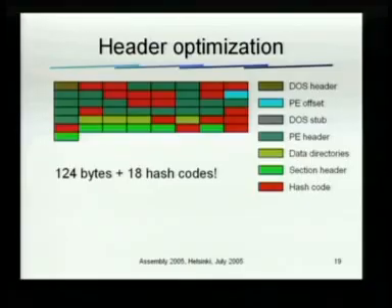So now we're down to actually having only 124 bytes overhead plus 18 hash codes. If you use more than 18 hash codes, you can just put them after the header. And if you use fewer, then you waste a bit more space. But in most cases, it's only about that small amount of overhead.